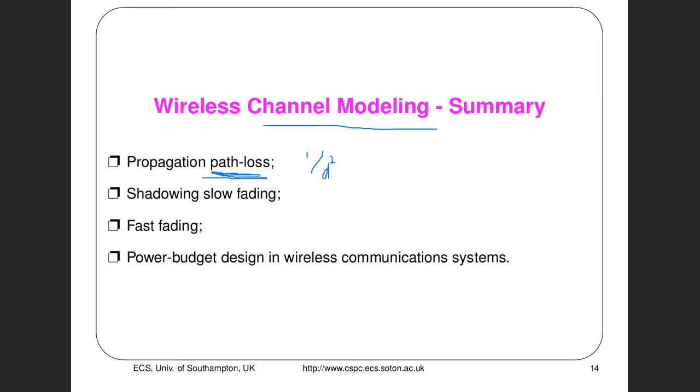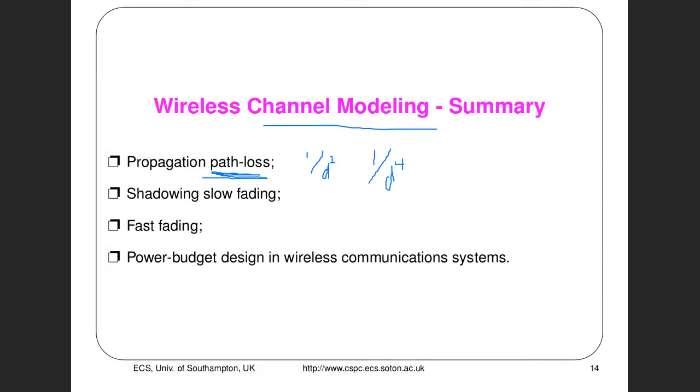And the second is the ground reflection two-ray model, which is associated with one outside and one ground reflection link. So it's also a function of distance, but of distance to the power of 4. And then the third path loss model that we learned was Hata's urban model, which is approximated based on measurement. So we have learned three modeling methods for propagation path loss.